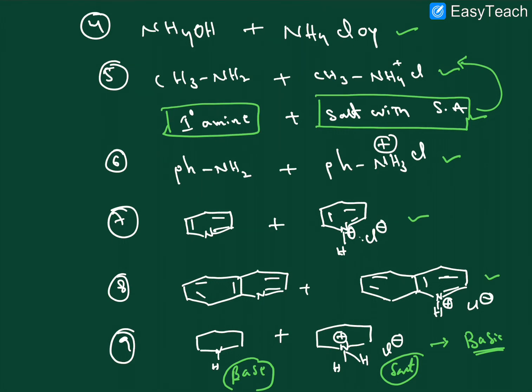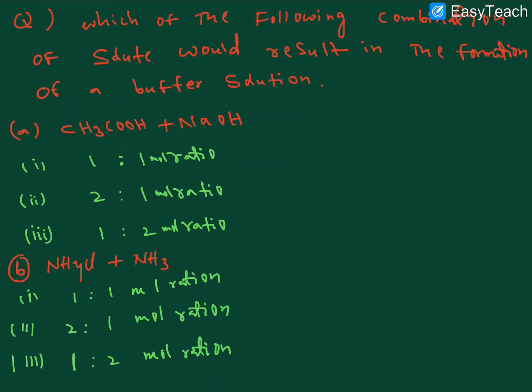Right. And then we'll discuss some related questions here. Which of the following combinations of solutes would result in the formation of a buffer solution? First, the question number 1. Acetic acid and sodium hydroxide, they are giving in a 1:1 ratio.